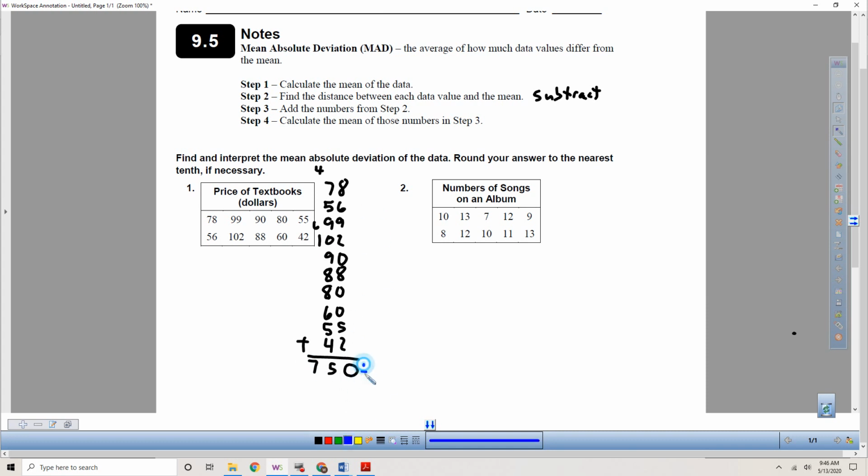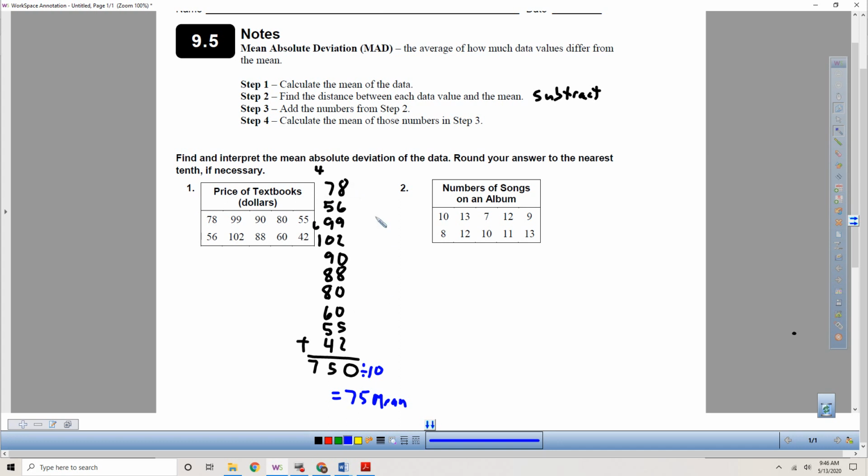So I'm going to divide that by 10, because there's 10 numbers in the set. And that comes out to 75. That's a little mental math. So 75 is our mean. Now we have to find out how much each of these individual numbers deviates, or the difference, from the mean. So I'm going to go through each of these. I'm just going to write it off to the side here.